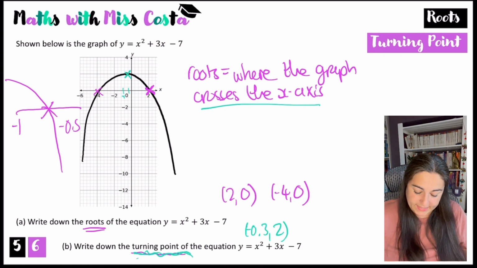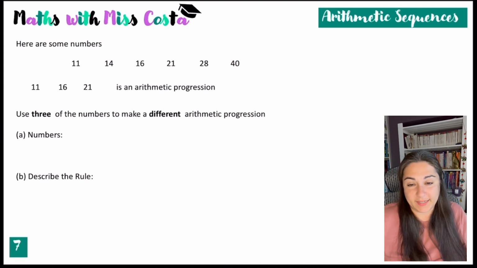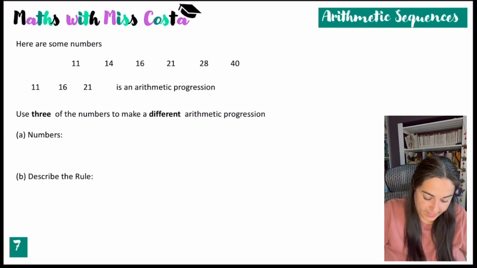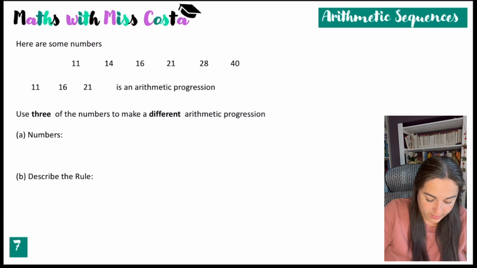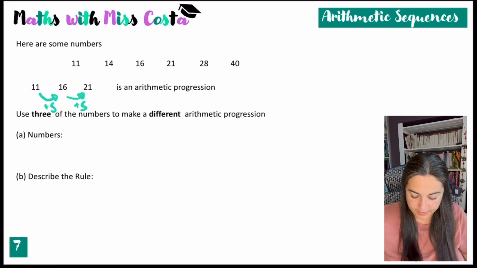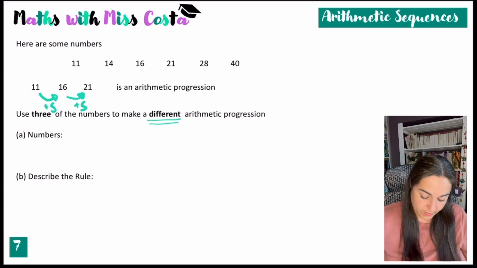Okay, arithmetic sequences. Now, an arithmetic sequence is a sequence that increases or decreases by a constant value. So it's where there's going to be a constant difference. Like here, if we look at this one, how do you get from 11 to 16? You add 5. 16 to 21, you also add 5. So you need to use 3 of the numbers you've been given to make a different arithmetic progression, which just means that the difference between your terms needs to be equal each time.